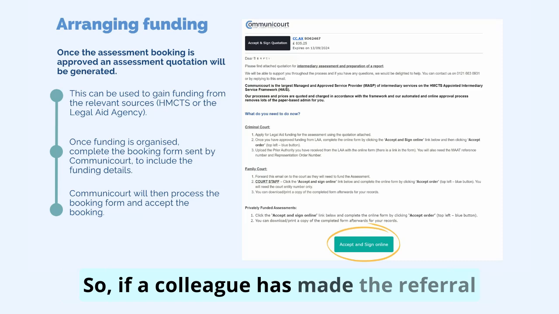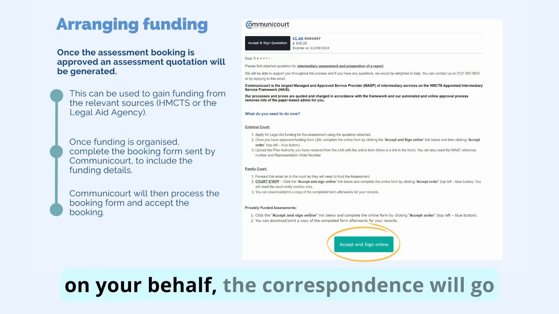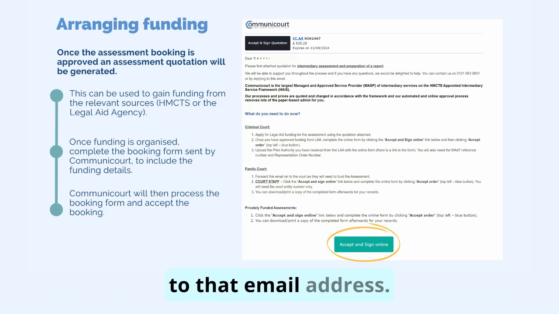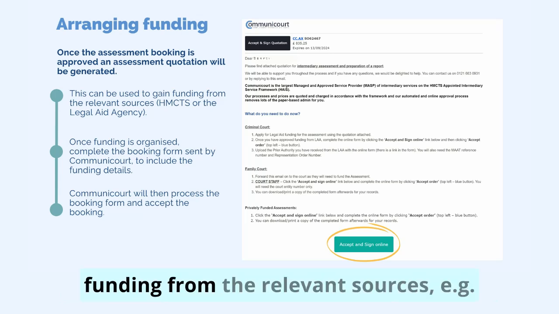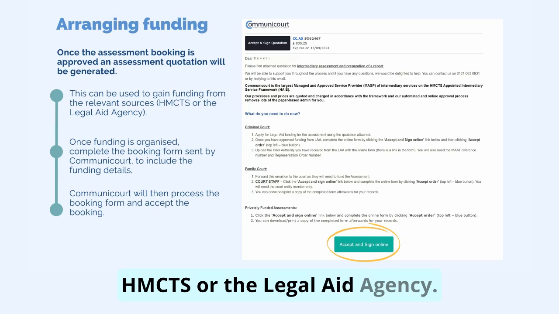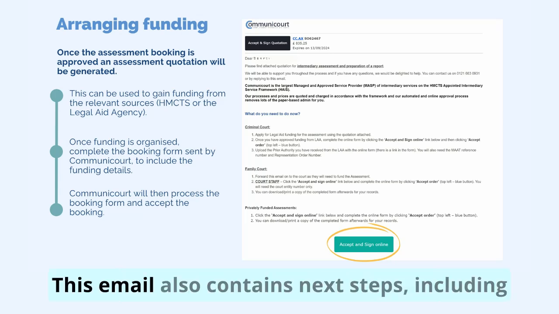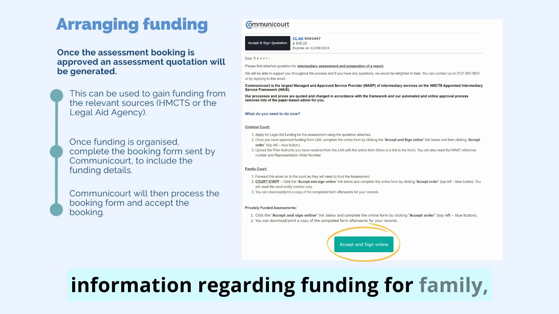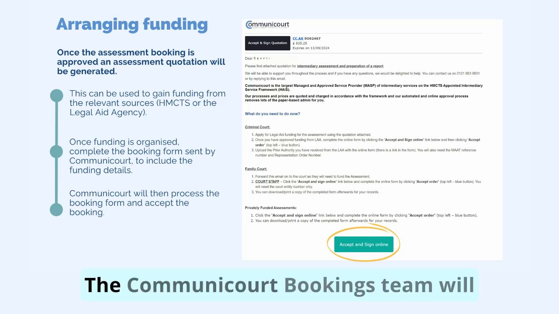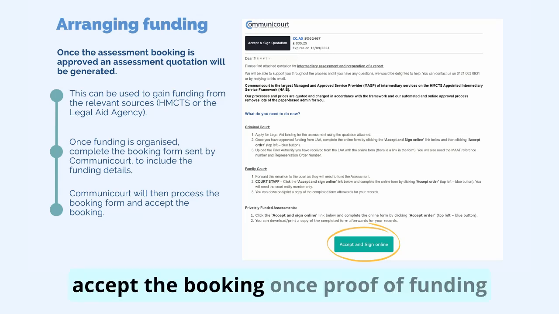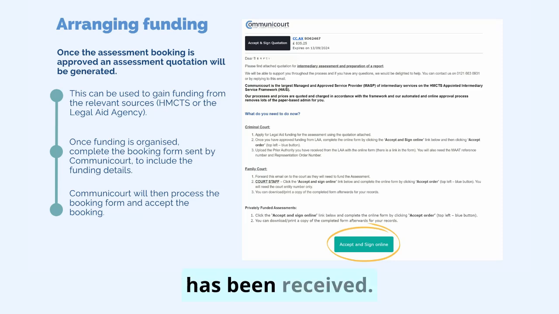So if a colleague has made the referral on your behalf, the correspondence will go to that email address. The quotation here can be used to gain funding from the relevant sources, for example, HMCTS or the Legal Aid Agency. This email also contains next steps, including information regarding funding for family, criminal and privately funded cases. The Communicourt bookings team will accept the booking once proof of funding has been received.